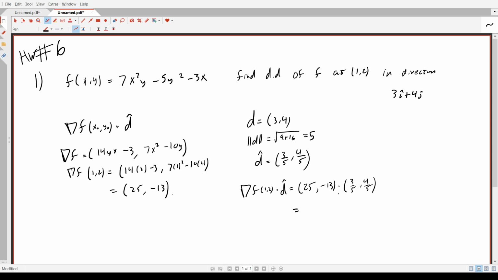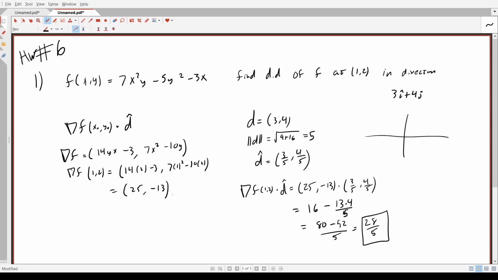Okay, so I do the dot product and I get 15 minus 13 times 4 over 5. Okay, so 16 times 5, that's 80, minus 13 times 4, that's 52. So that's going to be, let's see, 28. And that's the slope in this direction.